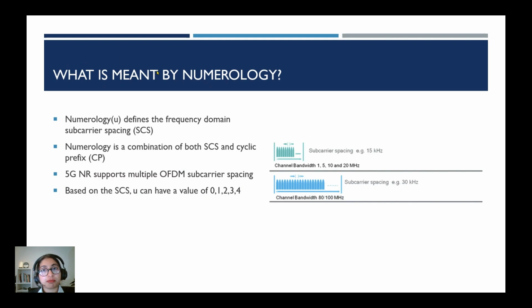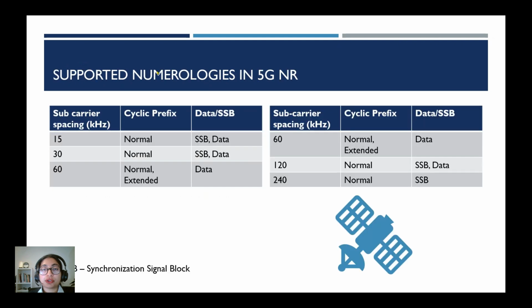Now in 5G NR, multiple OFDM subcarrier spacings are supported. Thus, based on subcarrier spacing, numerology can have a value ranging from 0 to 4. Which are the supported numerologies or which are the supported subcarrier spacings in 5G? The following subcarrier spacings are supported in 5G New Radio. They are 15 kHz, 30 kHz, 60 kHz, 120 kHz, and 240 kHz.